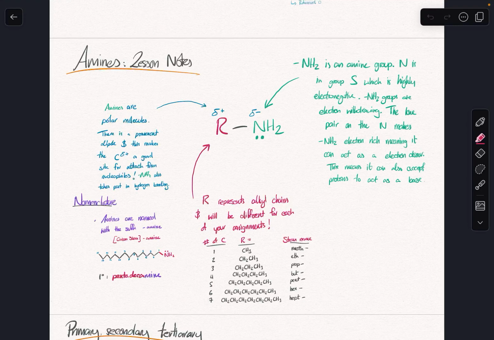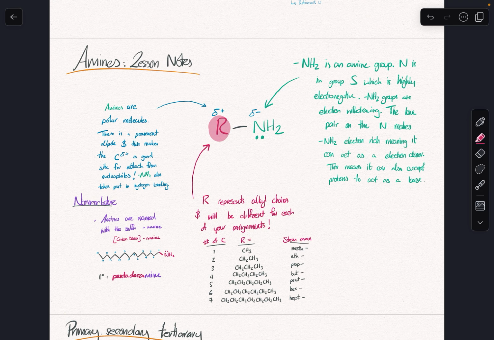Now, if we look at our amines, they are actually polar molecules. There's a permanent dipole. And that comes from this nitrogen being more electronegative. And as you can see here, I've drawn a lone pair of electrons, and that's going to come into play a little bit later on. So this is our amine group, I think also known as an amino group. N is in group 5, is highly electronegative, and NH2 groups are electron withdrawing. So it pulls those electrons towards that nitrogen, meaning that R becomes slightly positive, so that carbon becomes slightly positive, meaning it's susceptible to nucleophilic attack.